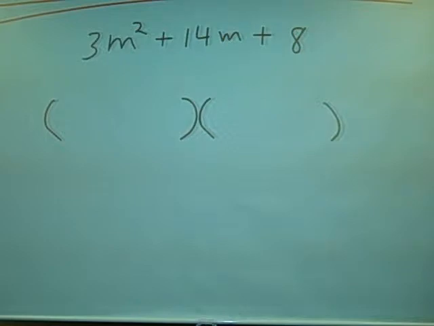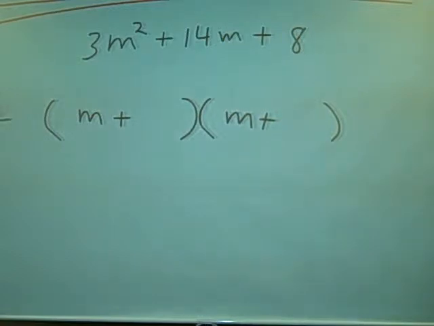3m squared plus 14m plus 8. Okay, it's getting a little harder now. Put our parentheses in there. Put our variables in there. Put our signs in there, right? Plus and plus. So far, so good. Put our factor tables in there.